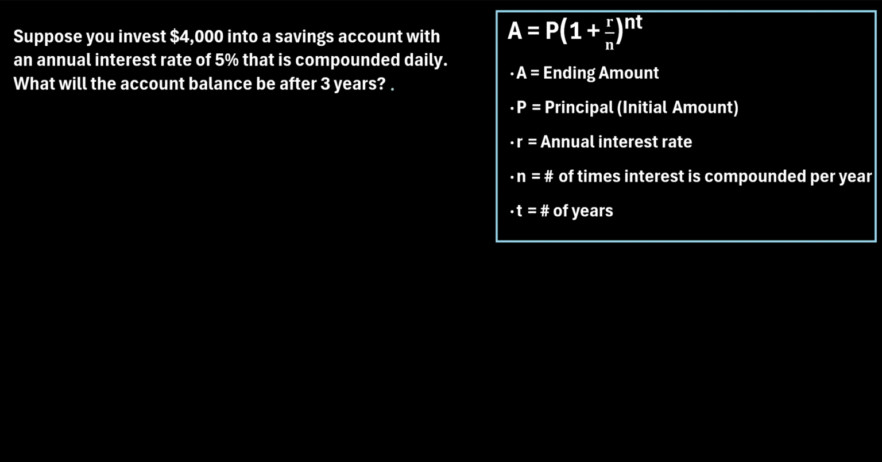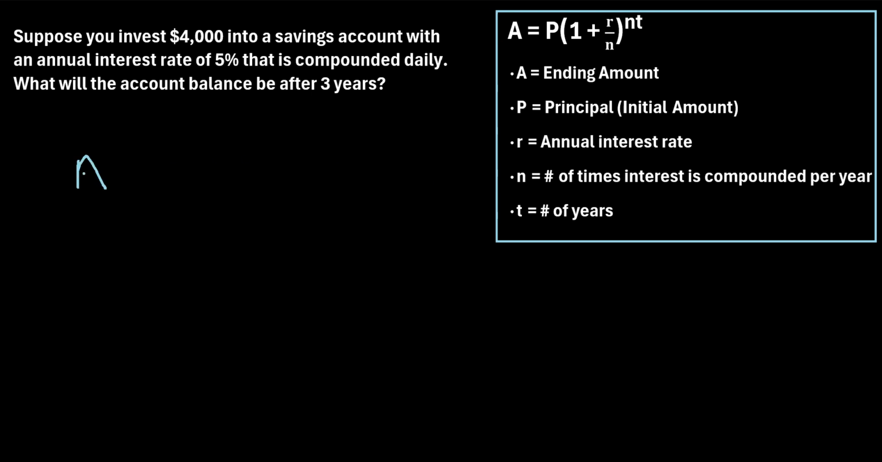is being compounded at a certain rate, we can use the compound interest formula, which I've written right here. A is equal to P times (1 plus R over N) to the power of N times T, where A, that's the ending amount, P is the principal, or the initial amount that you invest, R is the annual interest rate, N is the number of times that the interest is compounded per year, and T is the number of years. So let's go ahead and fill in the values that we know.